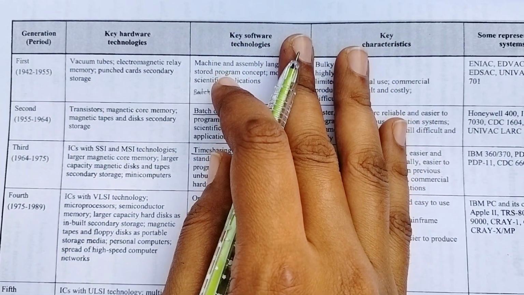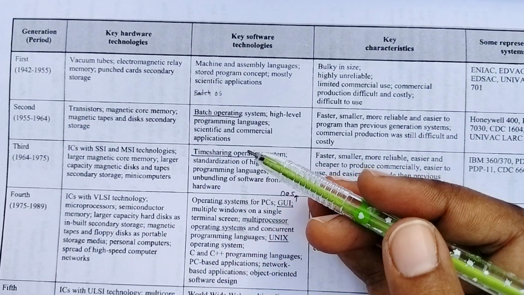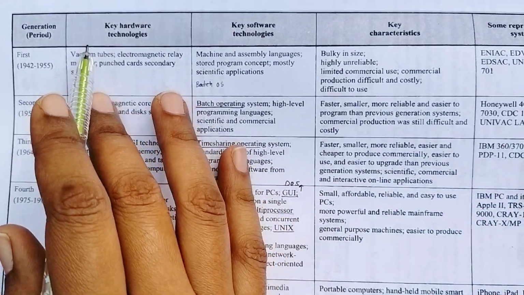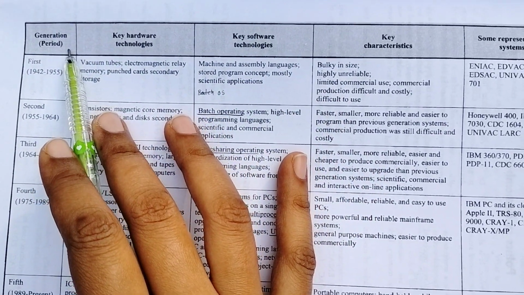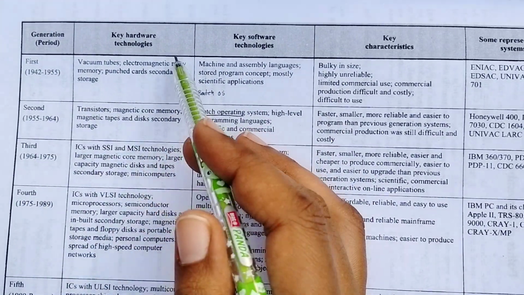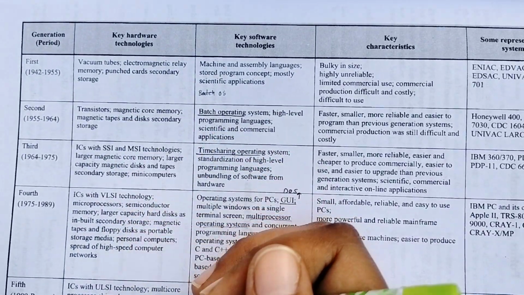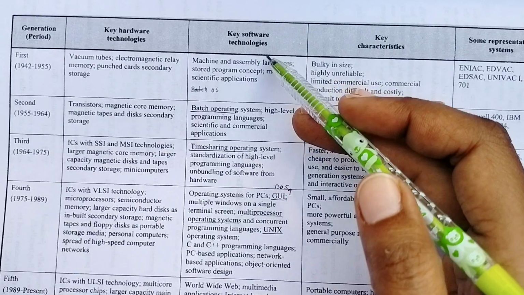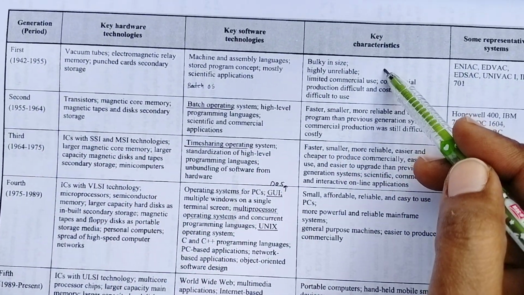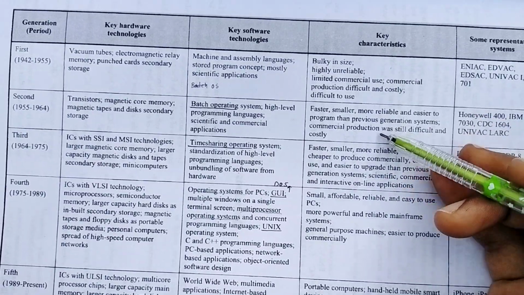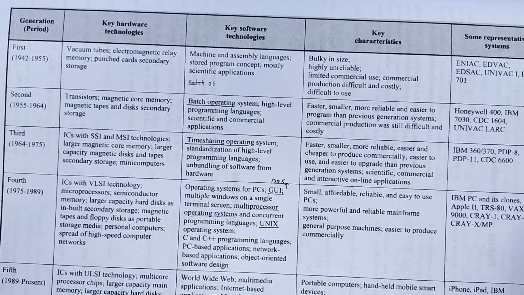Now we are discussing the generations of computers. Here is the table for generations of computers. In it we have mentioned some attributes: the generation period, the hardware used in all the generations, and the software used in all the generations. After that, some characteristics and some examples of each generation.